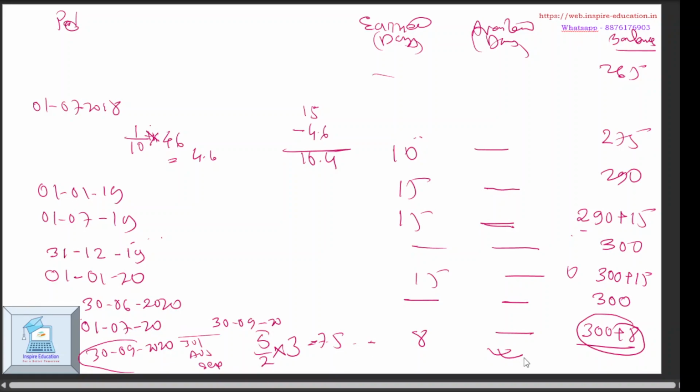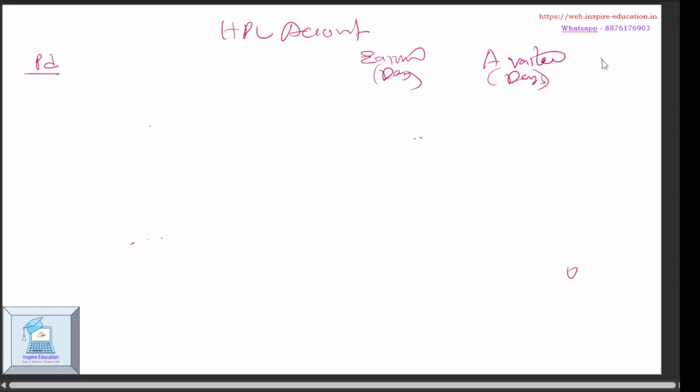So this is our EL account. This is how EL account is prepared. So next we will see how to prepare HPL account. So for HPL account you will write HPL account. Okay, so again we will write period and number of days, then availed number of days, and then there is balance.